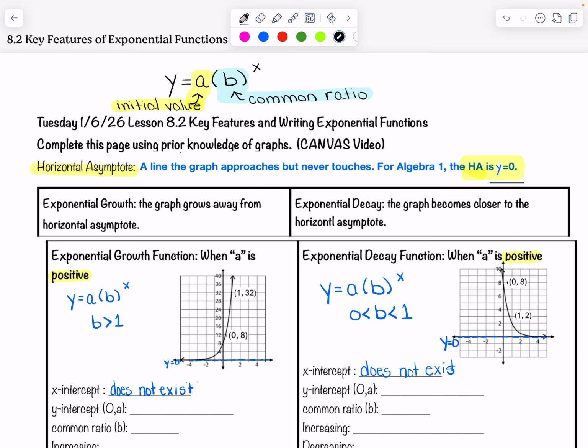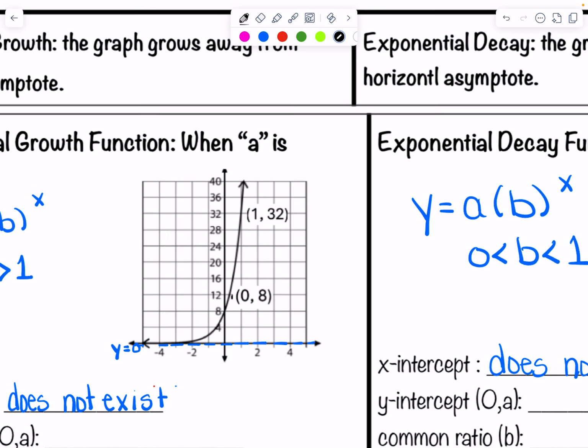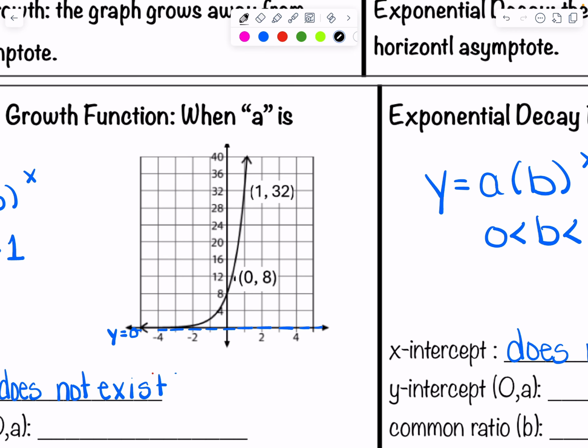So again, this is an imaginary line on the coordinate plane that the graph is really, really close to, but it never ever touches. It does not cross this horizontal asymptote. I've gone ahead and drawn that line here, and I put it as a dash here, and I said it's y equals 0. So that's what's called the horizontal asymptote.